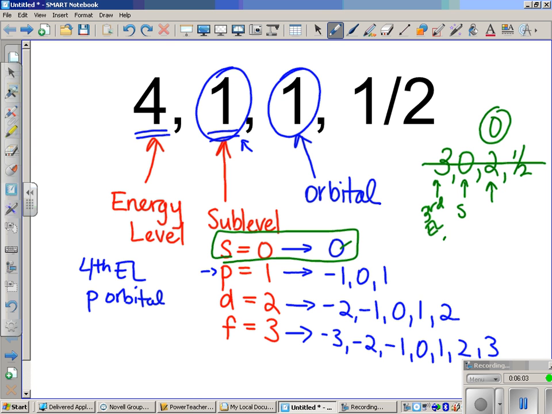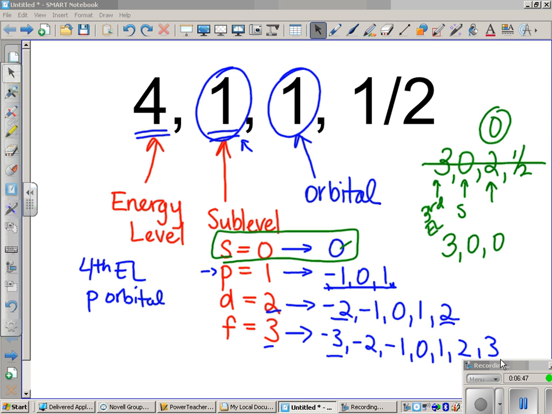If your second number is a 0, the only possibility for the third number would be a 0. Okay, because that is all that's available. With P, if your second number is a 1, then your third number can be a -1, a 0, or a 1. With D, if your second number is a 2, then you can have a -2, -1, 0, 1, or 2. The way I remember these is, you take the value of whatever the second number is, and it goes from the negative of that number to the positive. So -1, 0, 1. This one is a 2, it goes from -2 all the way to +2 as possibilities. For 3, it goes from -3 all the way to 3 as the possibilities. Okay, so that's how you're going to figure those things out.